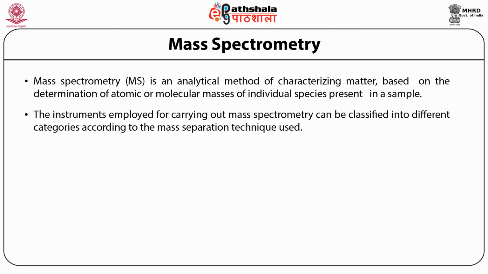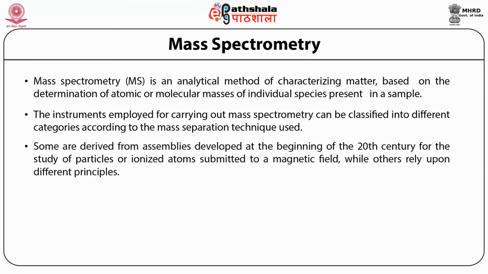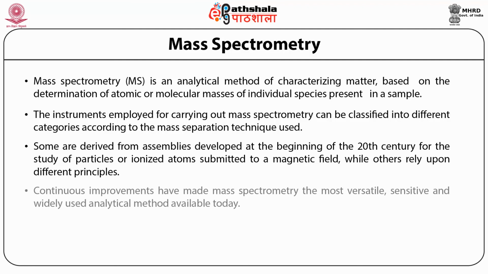The instruments employed for carrying out mass spectrometry can be classified into different categories according to the mass separation technique used. Some are derived from assemblies developed at the beginning of the 20th century for the study of particles or ionized atoms submitted to a magnetic field, while others rely upon different principles. The continuous improvements have made mass spectrometry the most versatile and widely used analytical method available today.